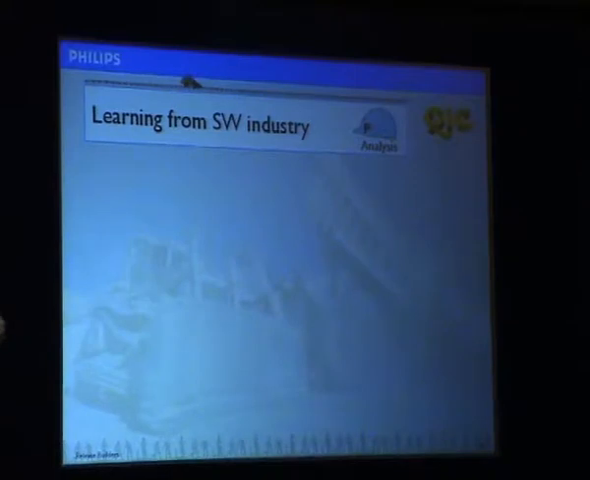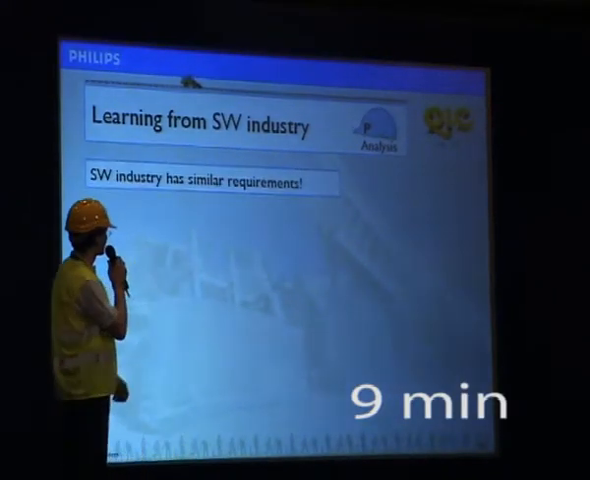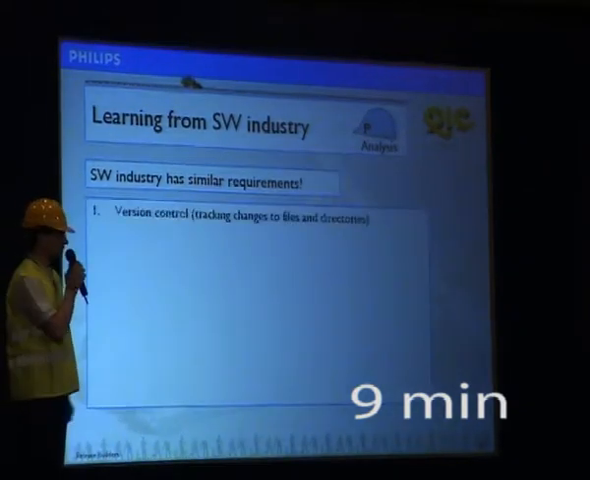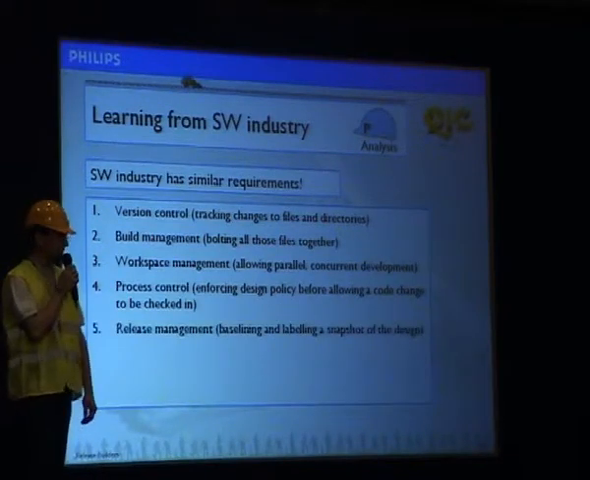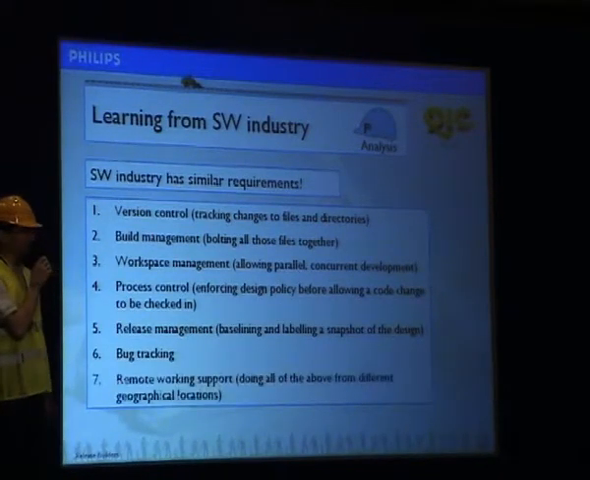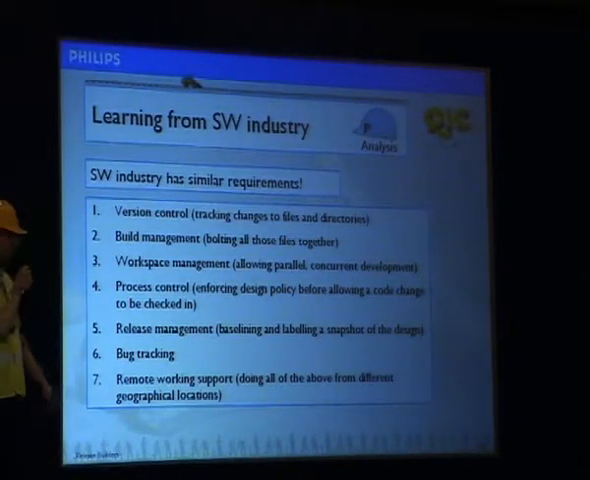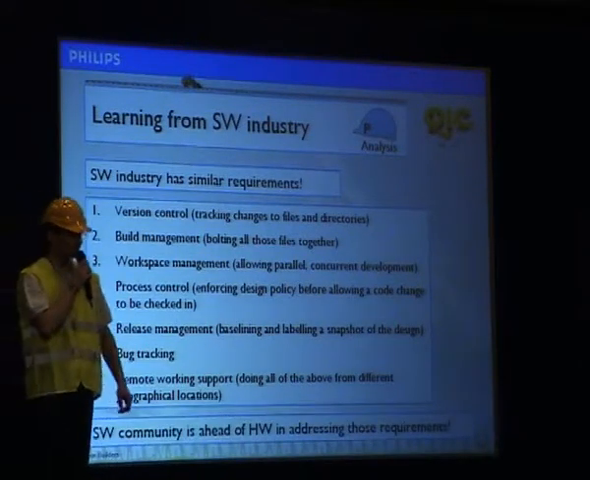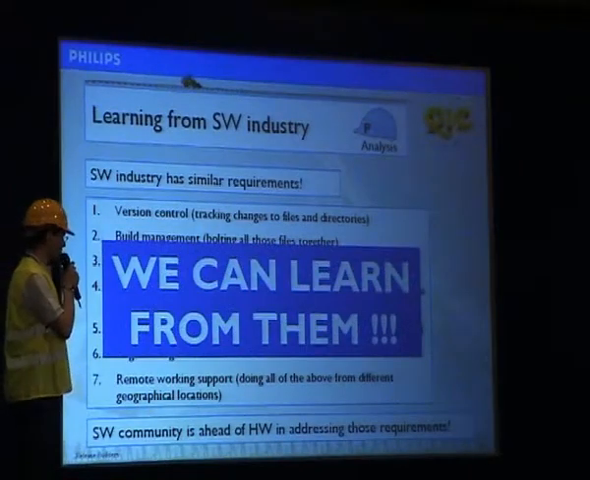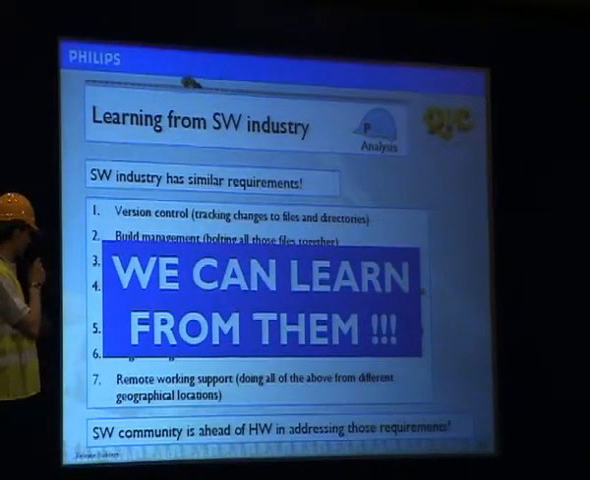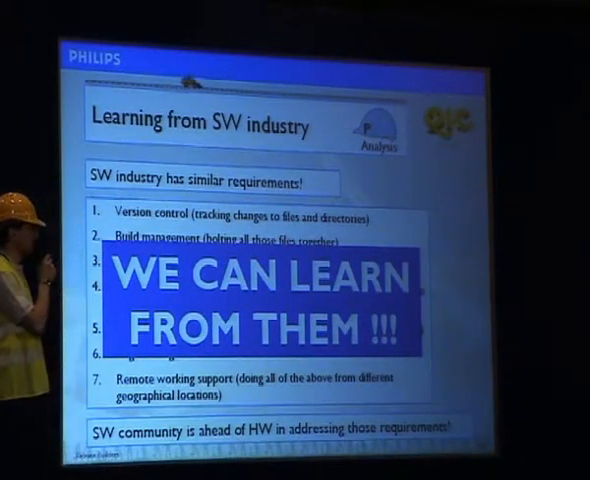We also had a look over the fence to the software community, which has similar requirements like version control, build management, workspace management, process control, release management, bug tracking, and remote working support. All those points they already had to address 10 years ago because of their growing software design complexity. Meanwhile, they are really expert in this field. We are now having the same requirements, so we really can learn a lot from them.